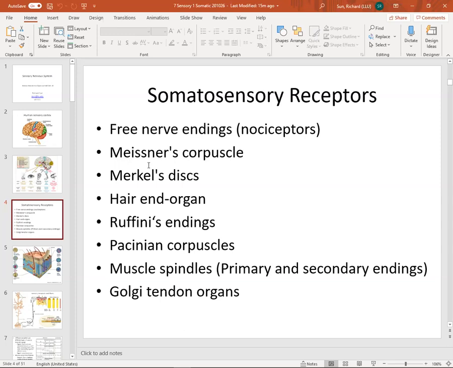Underneath that, we will see the Meissner and the Merkel's. Hair end, we will have this hair end organ. So when hair is bent, it will trigger this one. And further down the skin, we have the Ruffini's and the Pacinian corpuscle. And then this is not skin, this is in the muscle and the muscle tendon. We have the muscle spindles, the primary and the secondary ending of the muscle spindles. We also have the Golgi tendon organ. So that's that.